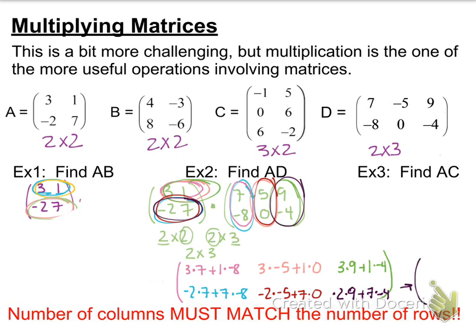Go ahead and type it in your calculator. It's a 2 by 3, so 2 rows, 3 columns. Okay, so I got 13, negative 15, 23, negative 70, 10, and negative 40. 2 rows, 3 columns.